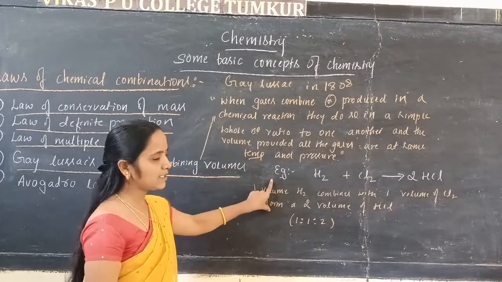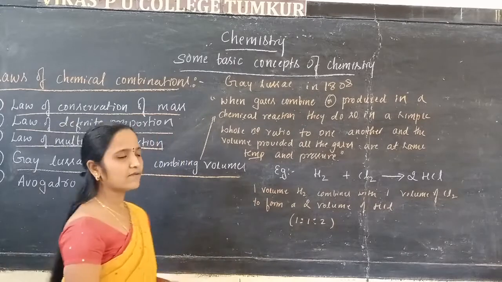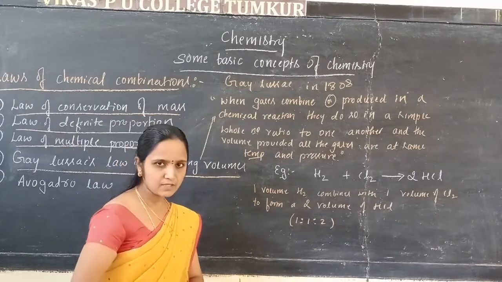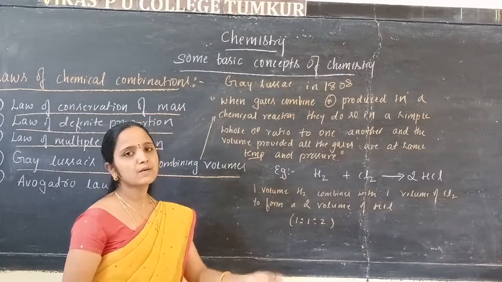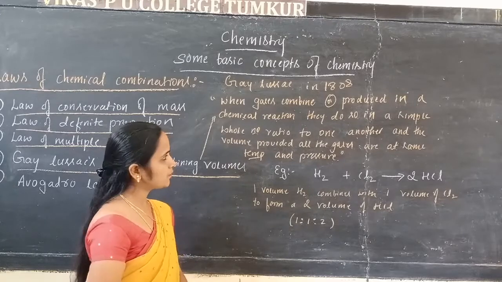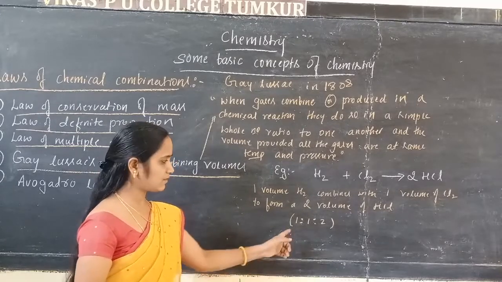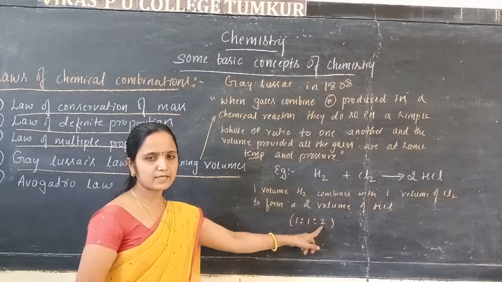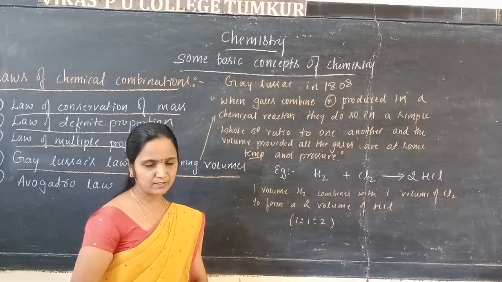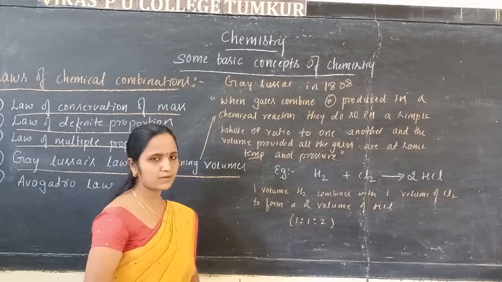This is the explanation of Gay-Lussac's law of combining volumes. It means that the gases which combine or are produced in a chemical reaction do so in a simple whole number ratio to one another, by volume, provided that all the gases are at the same temperature and pressure.